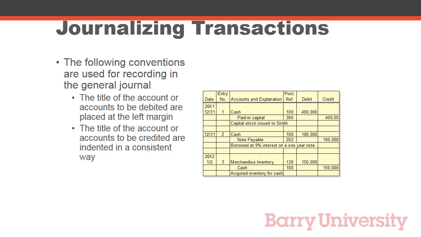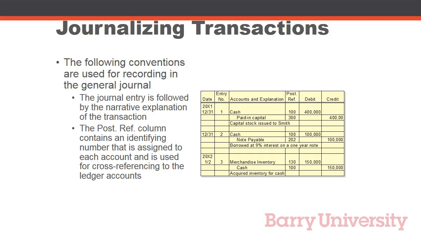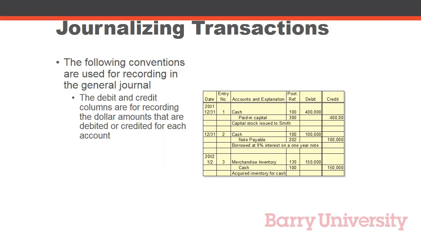The following conventions are used for recording in the general journal. The title of the account or accounts to be debited are placed at the left margin, and the title of the accounts to be credited are indented in a consistent way. The journal entry is followed by a narrative explanation of the transaction, and the post-reference column contains an identifying number that is assigned to each account and is used for cross-referencing to the ledger accounts. The debit and credit columns are for recording the dollar amounts that are debited or credited to each account.